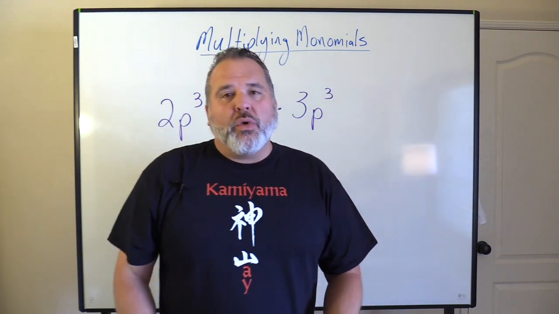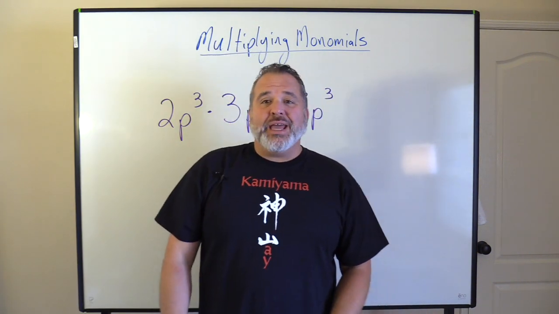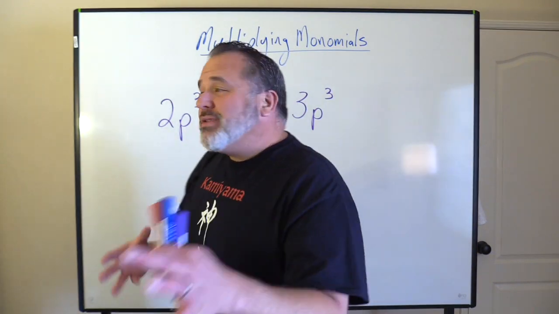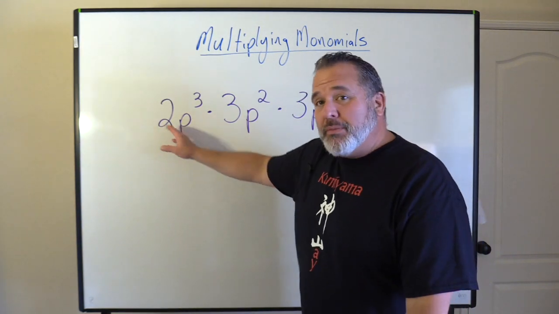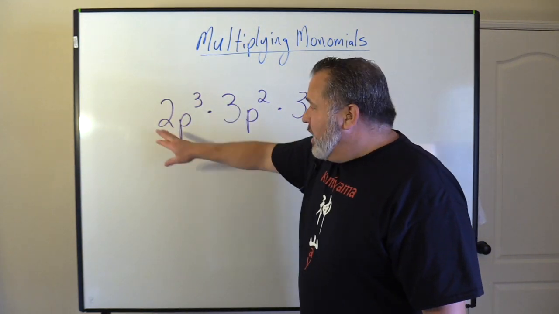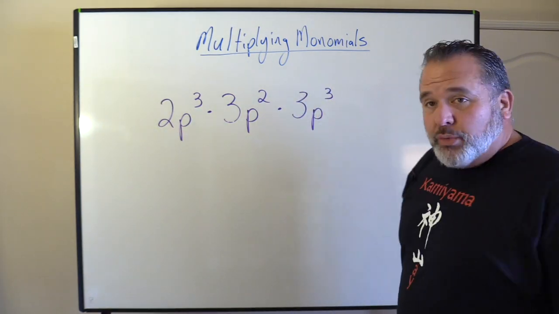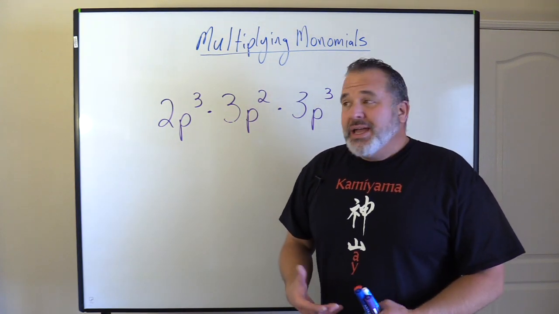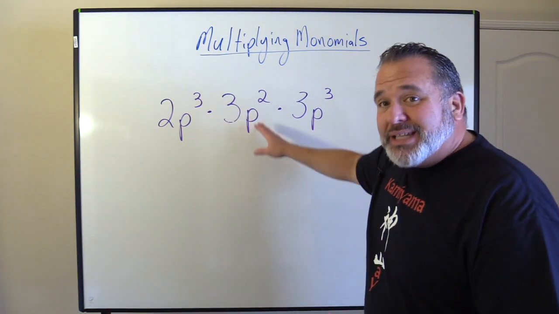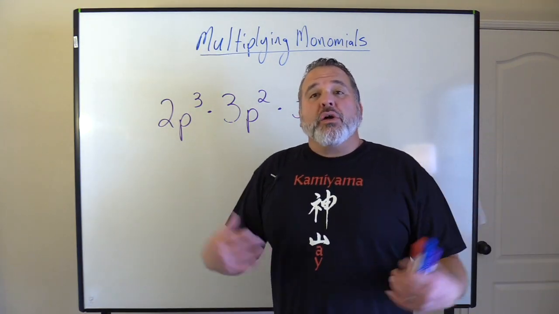The first thing we want to do is look at all our coefficients. Now, what's a coefficient, you may be asking? Any number that's sitting in front of the variable. So we've got this 2 right here that's in front of the p to the third power. So we take a look at all these coefficients. We've got a 2, a 3, a 3. And because we've got multiplication symbols in the middle of each of these terms, we're going to multiply them.